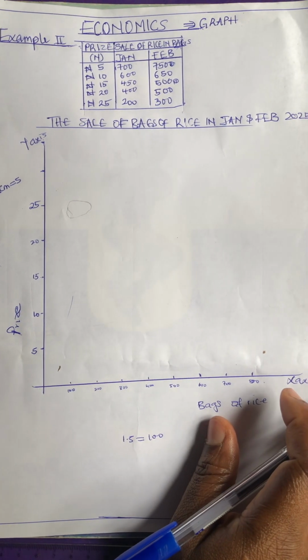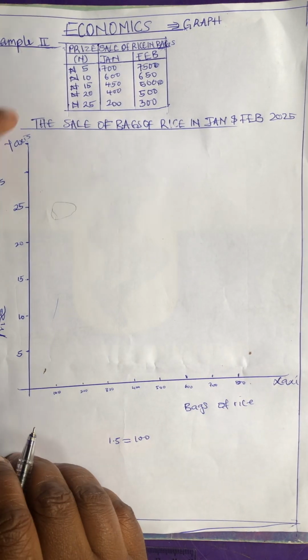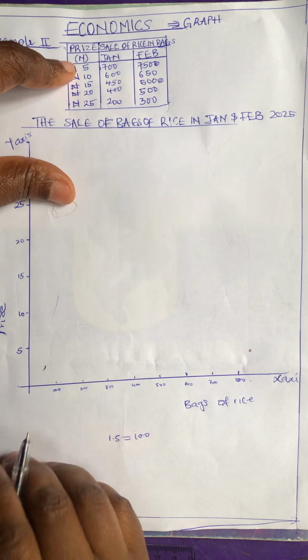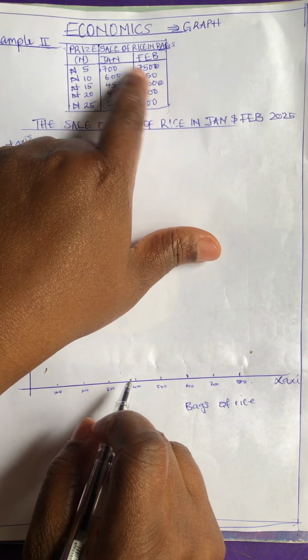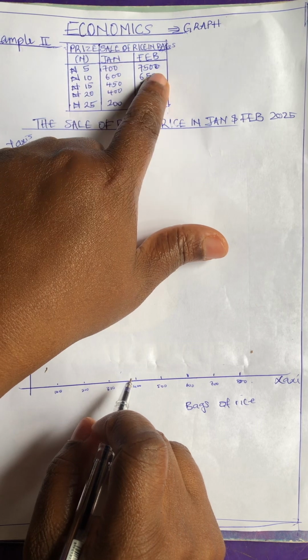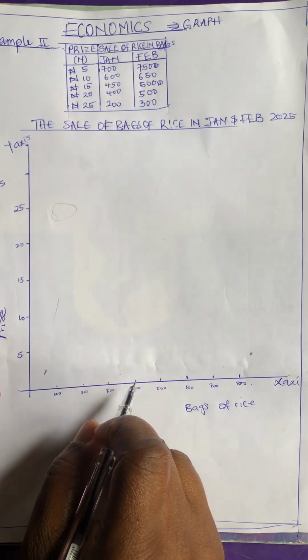Okay, hope we can see this clearly. At this 5 naira in the month of January, it is clear that here we are given 2 months, January and February, but we are going to first translate that of January before we go to February.